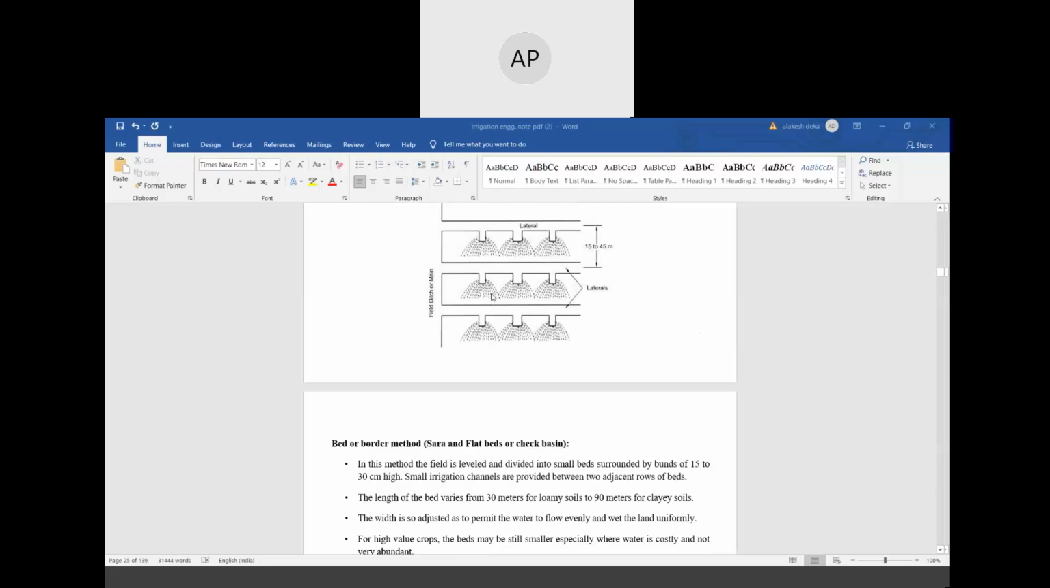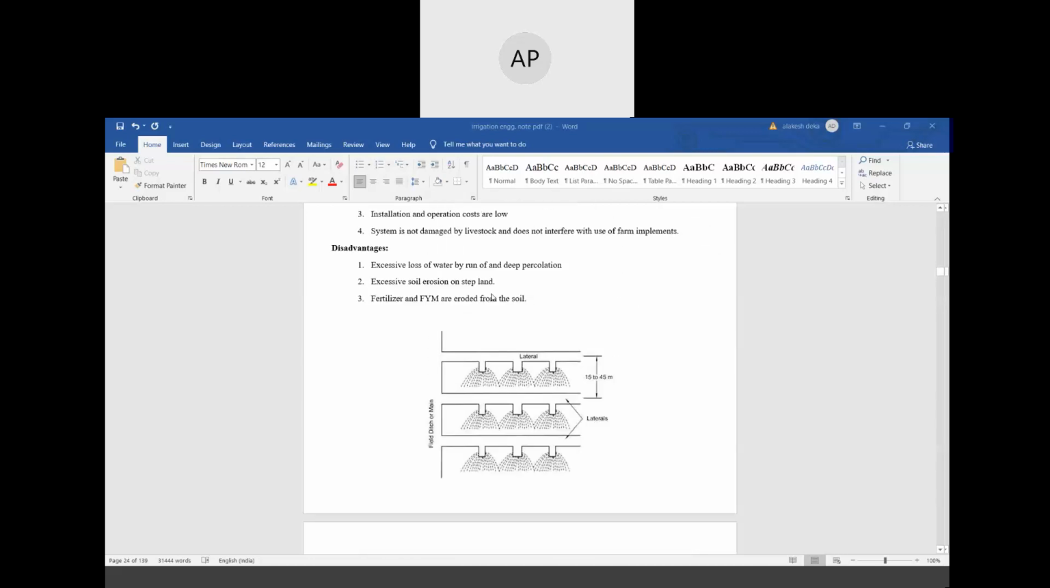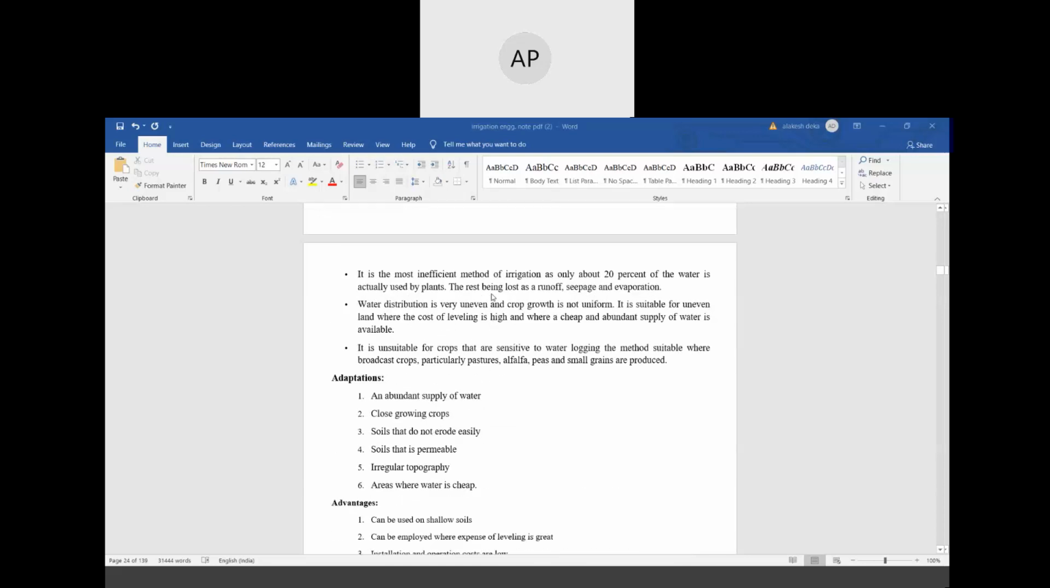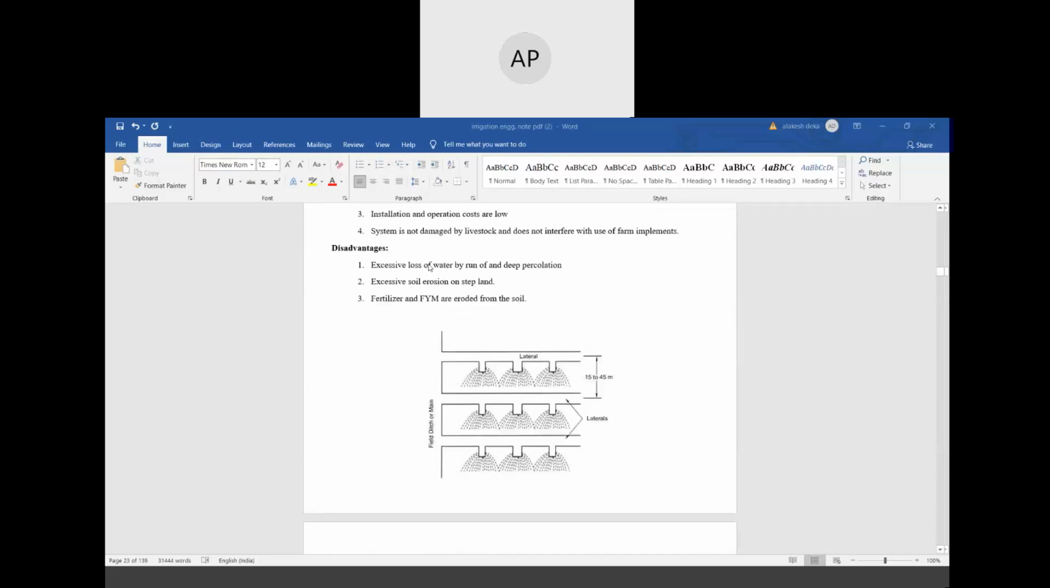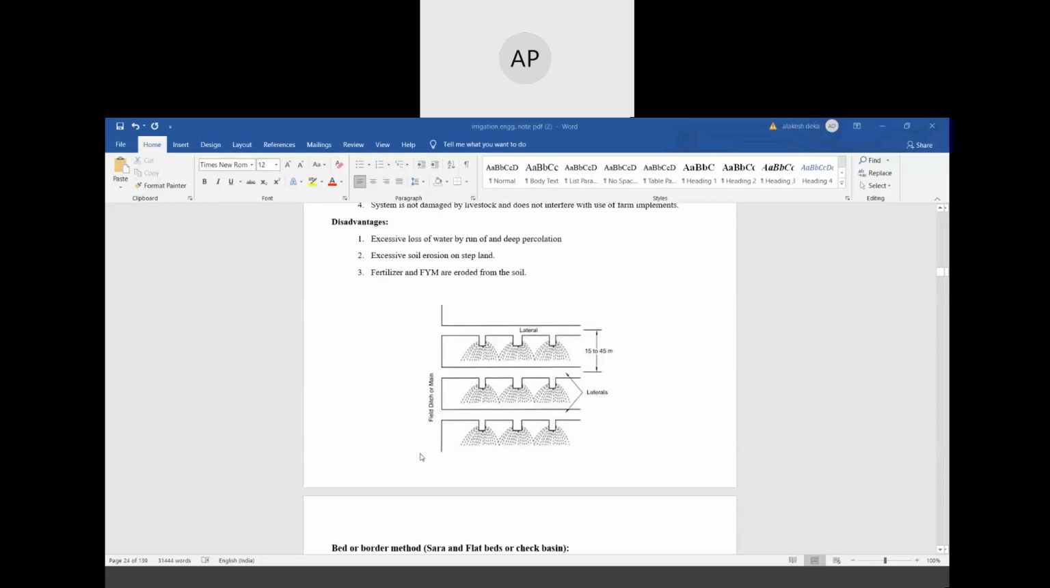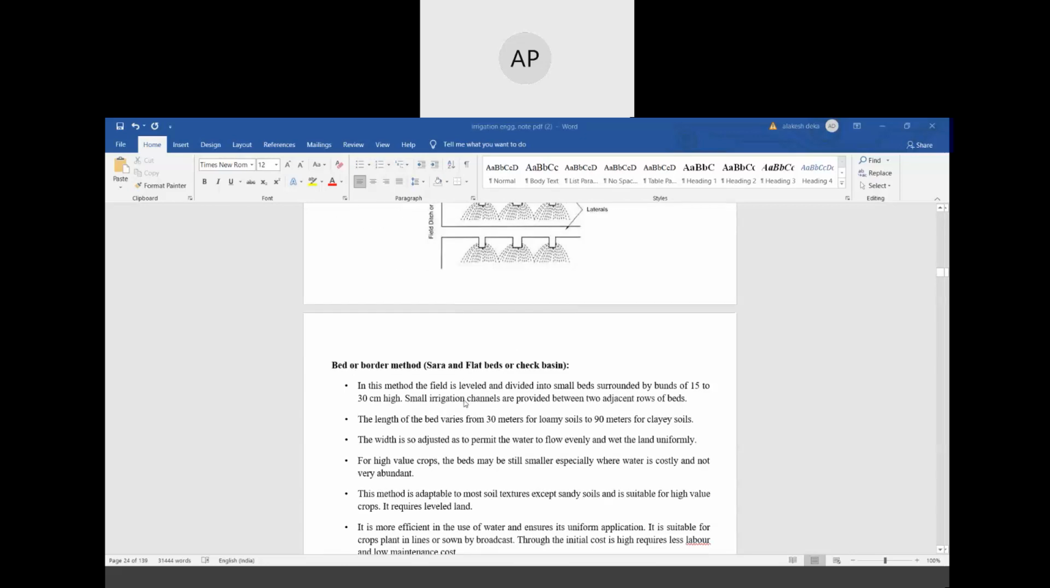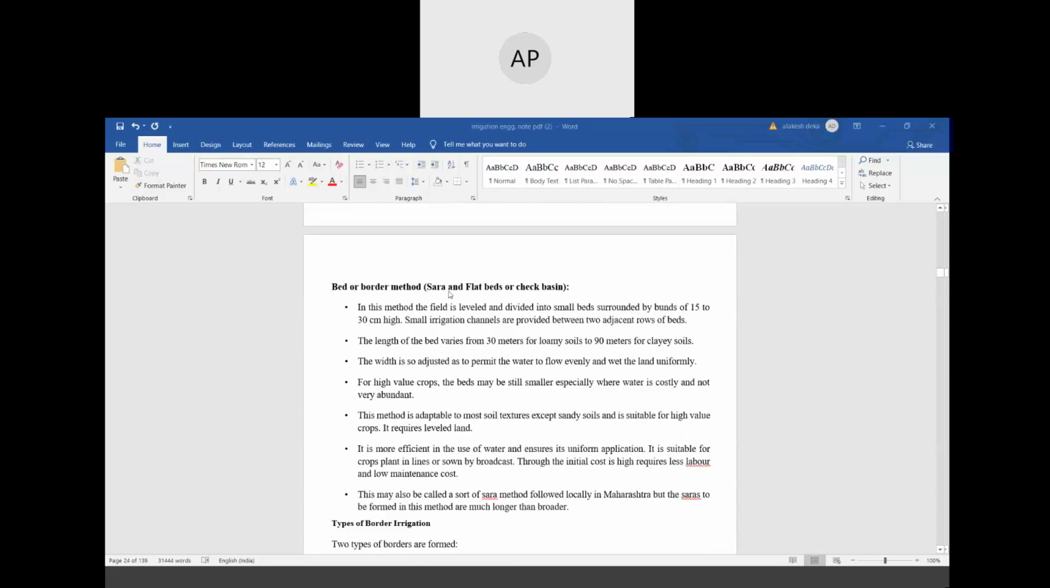Okay, so these are the advantages and disadvantages of the flooding method. Next one is the bed or border method. In the bed and border method, it is generally known as Sara and flat beds or check basins.